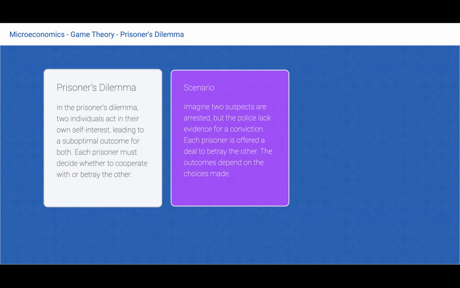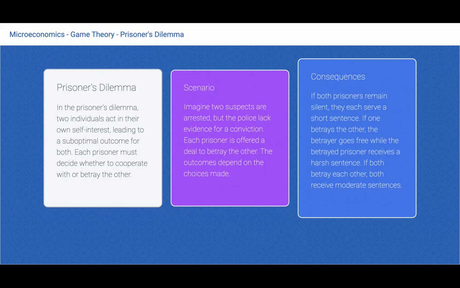The prisoner's dilemma is a concept in game theory where individuals make decisions that may not lead to the best outcome for themselves collectively. It highlights the tension between individual rationality and collective rationality. Okay, let's move forward to the next topic.